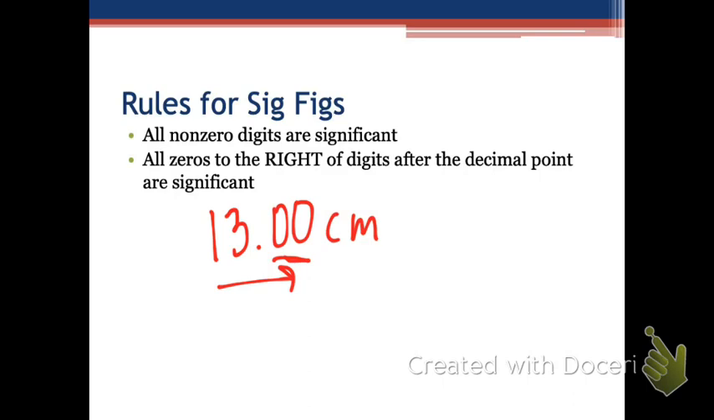So how many sig figs here? 4. The 1 and the 3 are significant. Both zeros are significant because they're to the right of the decimal place after digits. That's super important. What if I had a measurement like 17.510? How many sig figs? 1, 2, 3, 4, 5. That 0 is to the right of digits after the decimal point, so we think it's exactly 17.510. It was a really exact measuring device. Okay, so that's that rule.